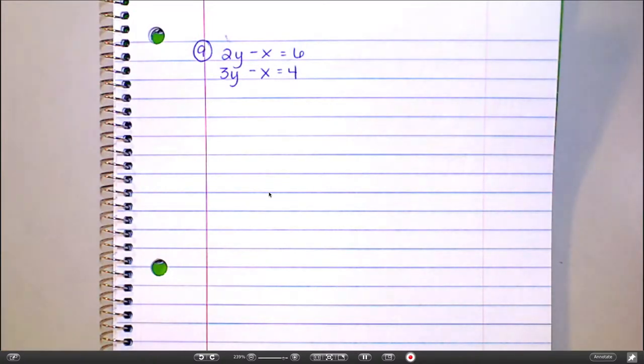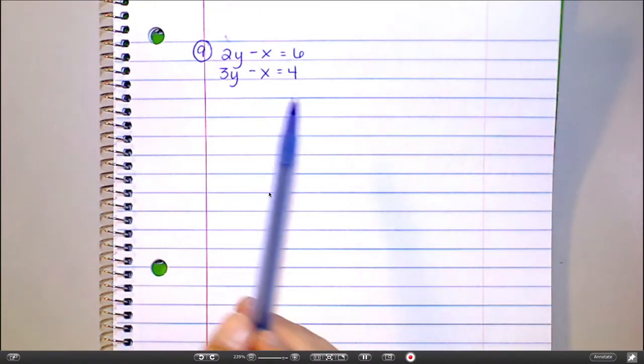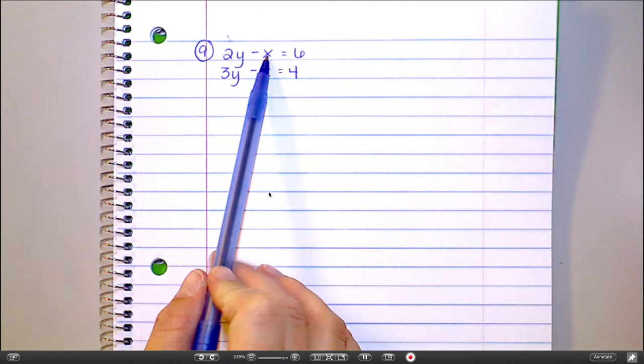Which one do you feel like? Top or bottom? Top. Okay, let's get the top one to have x by itself. So how would I get x by itself in the top one? Okay, so you're moving the x to the other side. I want to try to get the x by itself.